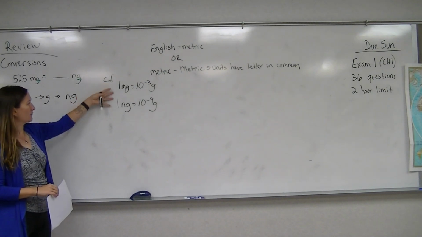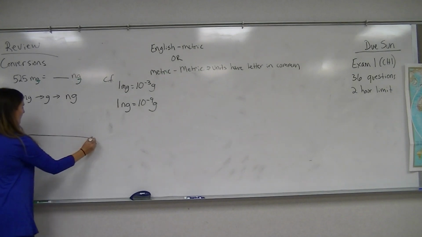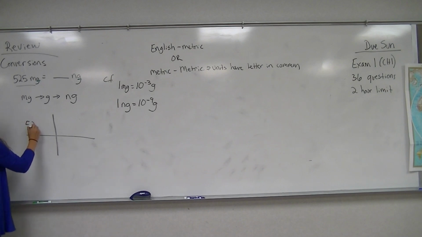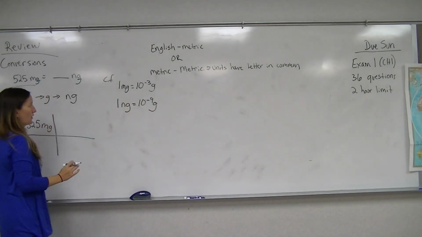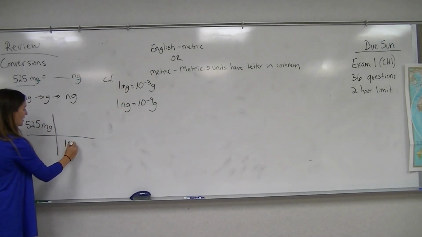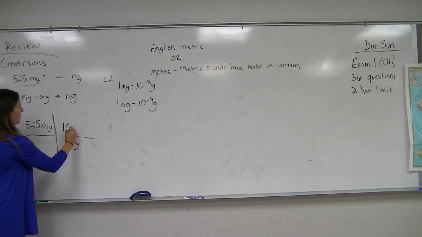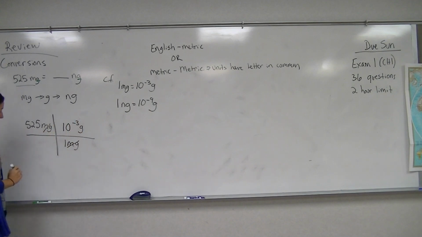So once I have the conversion factors I need, I can go ahead and start my railroad tracks. They always start with the original number in the question, the number we're asked to convert. So 525 milligrams. We're going to use this first conversion factor to get rid of the milligrams. So I'm going to take the milligram portion, the 1 mg, and put it on the bottom so that they are on opposite sides of this horizontal line. That'll put my 10 to the negative third along the top. The milligrams are going to cancel out, and now I'm left with grams.